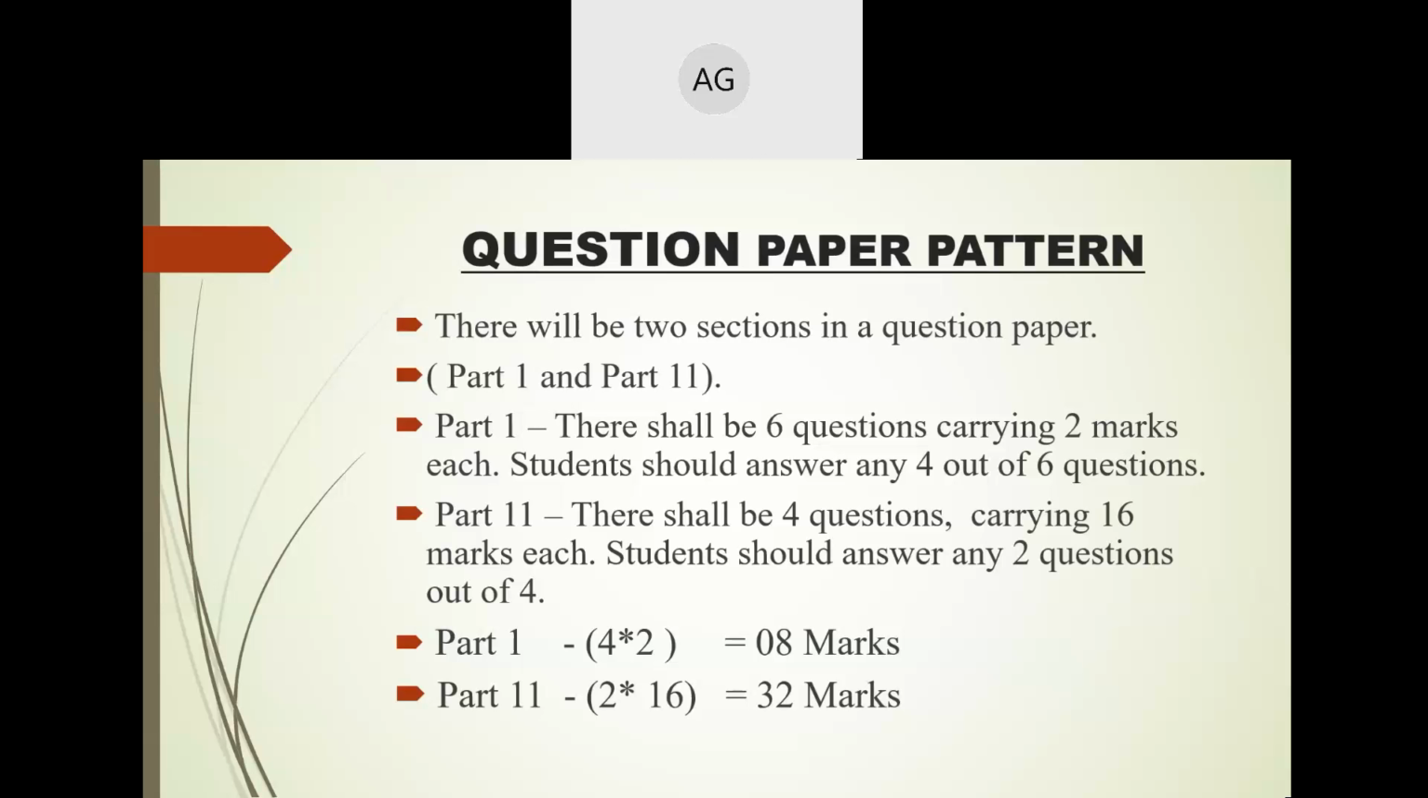So, in part 1, 4 questions of 2 marks, that is 8 marks, and part 2, 2 questions of 16 marks, that is 32 marks. So 32 plus 8, you have totally 40 marks. I hope this is clear for you all.